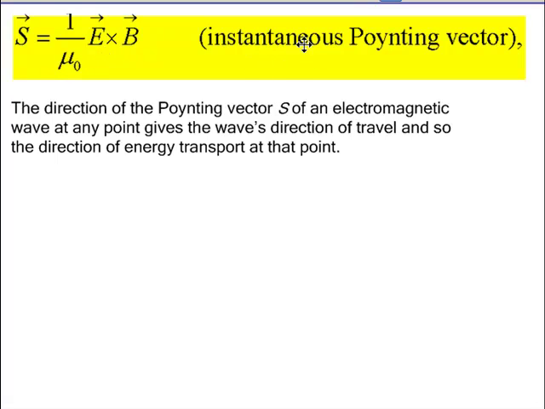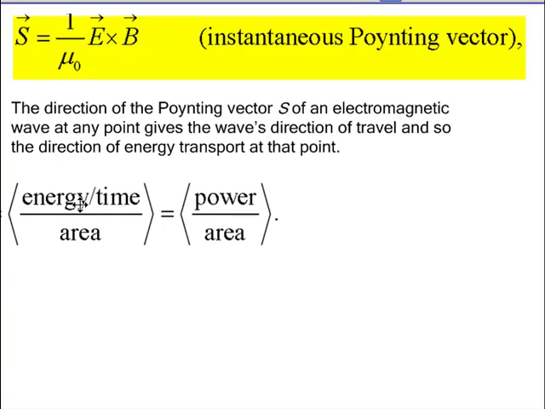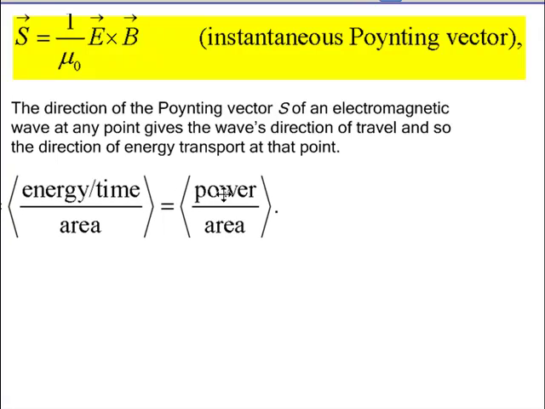But notice this is an instantaneous energy. A lot of times we're not interested in the instantaneous energy. Remember, for optical wavelengths, this will cycle over 10 to the 14 times in a single second. Sometimes we're more interested in taking that energy per time per area, or power per unit area, and averaging it over time. So that's what this bracket here means. We're going to take the average over time.